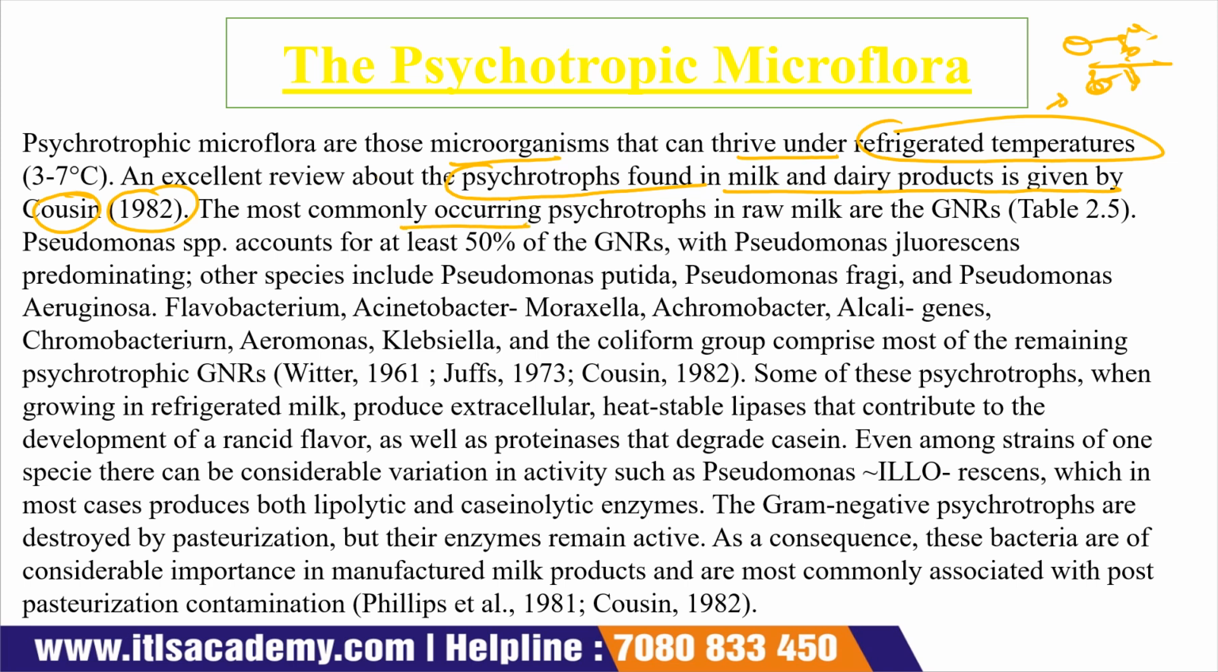Commonly occurring psychrotrophs in raw milk are Gram-negative rods, which are discussed in Table 2.5. Pseudomonas species account for at least 50% of the Gram-negative rods, with Pseudomonas fluorescens predominating. Other species also present are Pseudomonas putida, Pseudomonas fragi, Pseudomonas aeruginosa, Flavobacterium, Acinetobacter, Moraxella, Achromobacter, Alcaligenes, Chromobacterium, Aeromonas, and the coliform group, which comprise most of the remaining psychrotrophic Gram-negative rods.